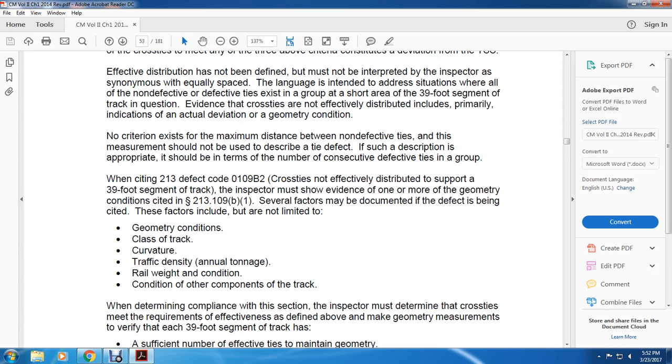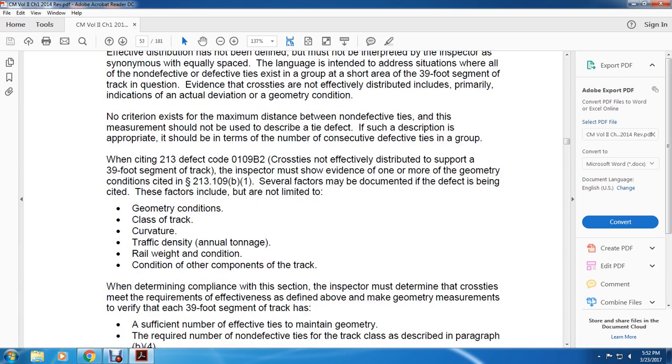The inspector must show evidence of one or more geometry conditions of the statute 213.109B1. Several factors may be documented when defects are being cited. The factors include, but are not limited to, geometry condition, class of track, curvature, track density, annual tonnage, rail condition, or other components of the track.